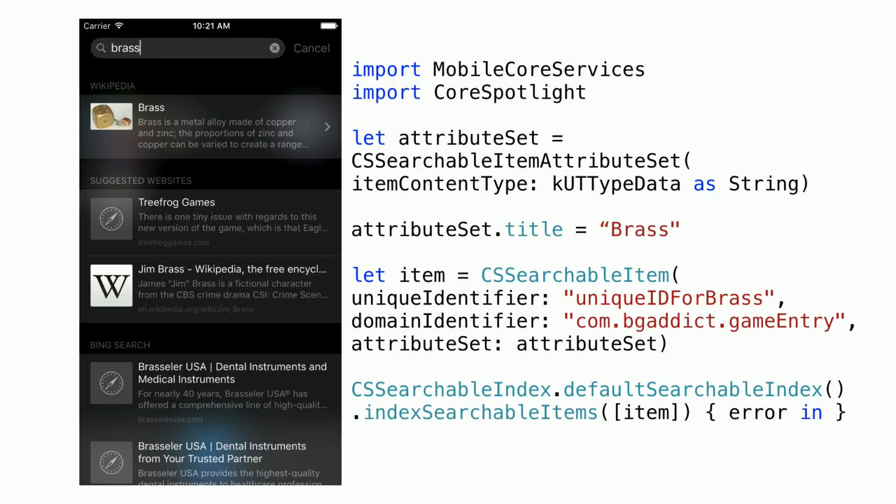Okay, so we have our item. Now we can index it. So I'm going to call a searchable index. We get the default searchable index and tell it to index this array of items. Now in real practice, you'd have an array of more than one, but for demonstration purposes, we're going to hand it that one item. The first time this code is called, it'll add the item to the index. Subsequent calls of the same code will just update that item. So if we were to change the title here and call this a second time, it would update the title in the index.